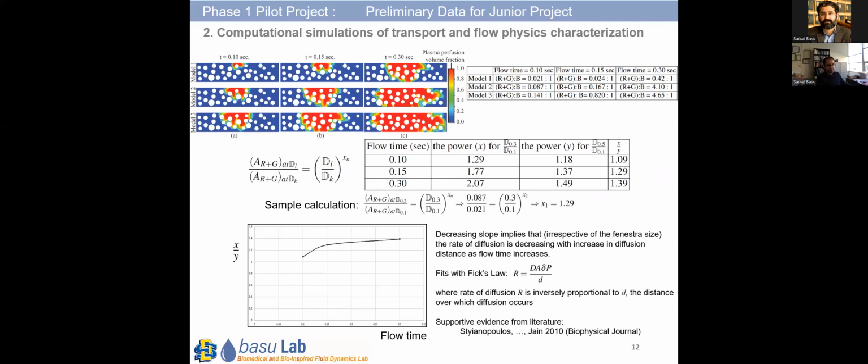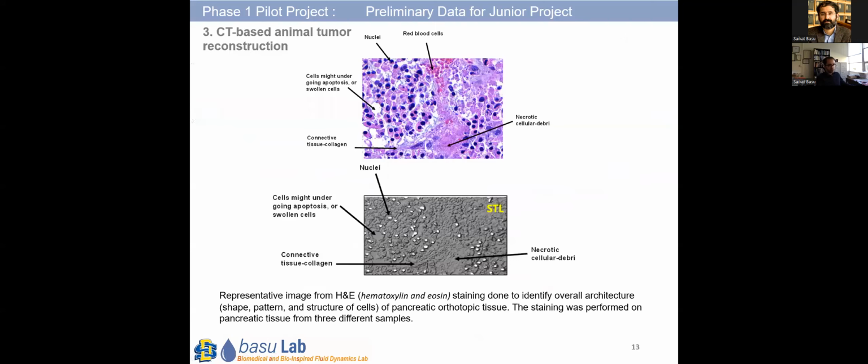This also crucially agrees with Fick's law, where the rate of diffusion R is inversely proportional to the diffusion distance D. So we can consider this to be a zero-level validation of the simulation approach. Finally, as a third wing of the accomplished work, we have processed a real tumor scan and have developed a stereolithography file, which can then be used as a numerical simulation space.